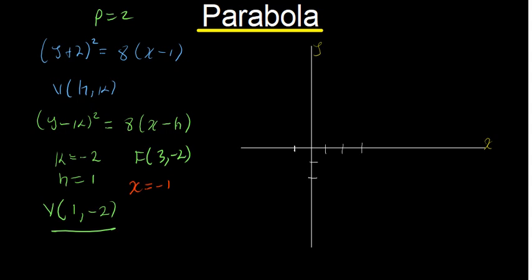Okay, so now let's look at the focus. The focus is at positive 3 comma negative 2. This is positive 3, then negative 2 there. So it will be, I believe, somewhere here. That's where we have our focus. Then our vertex is at 1 comma negative 2, which is somewhere at this point.